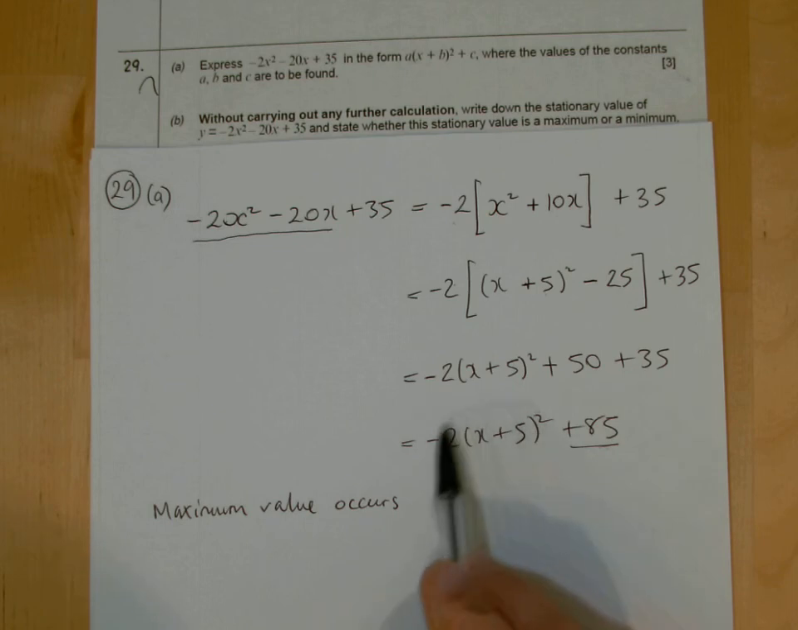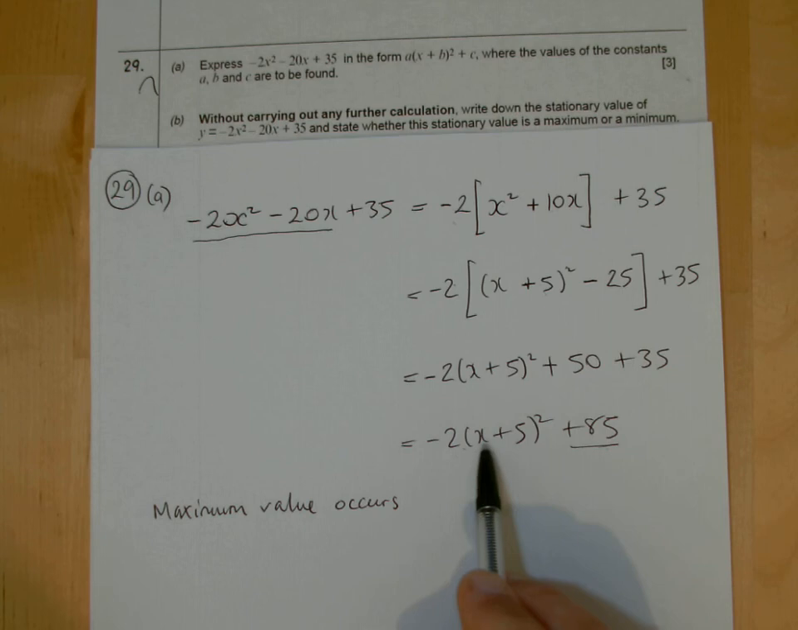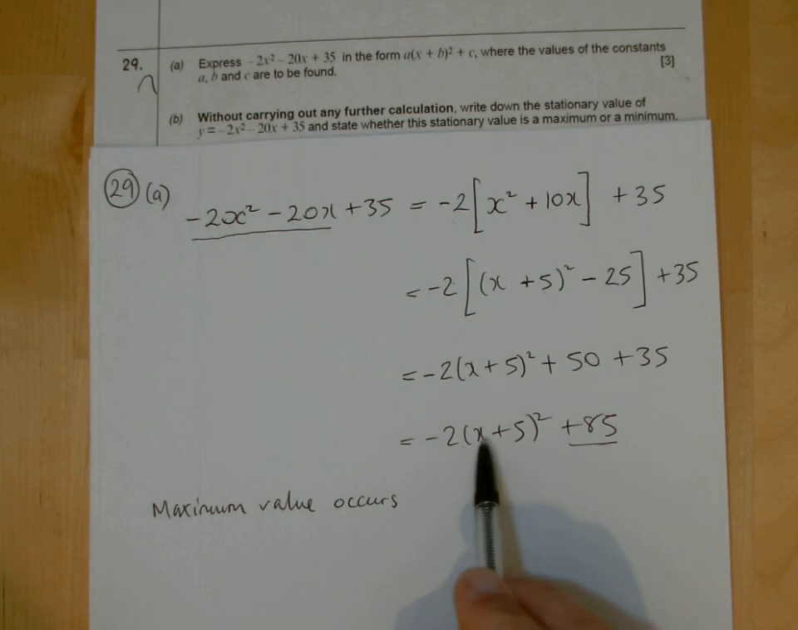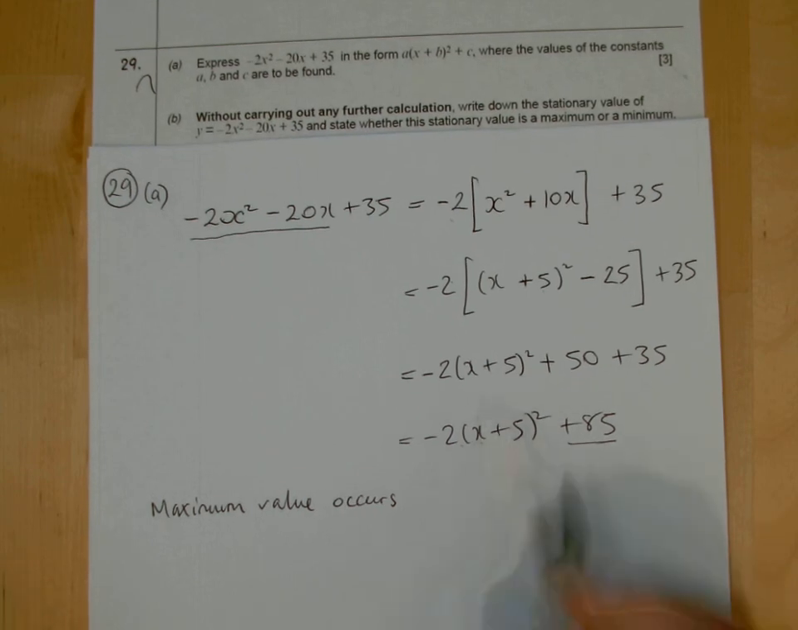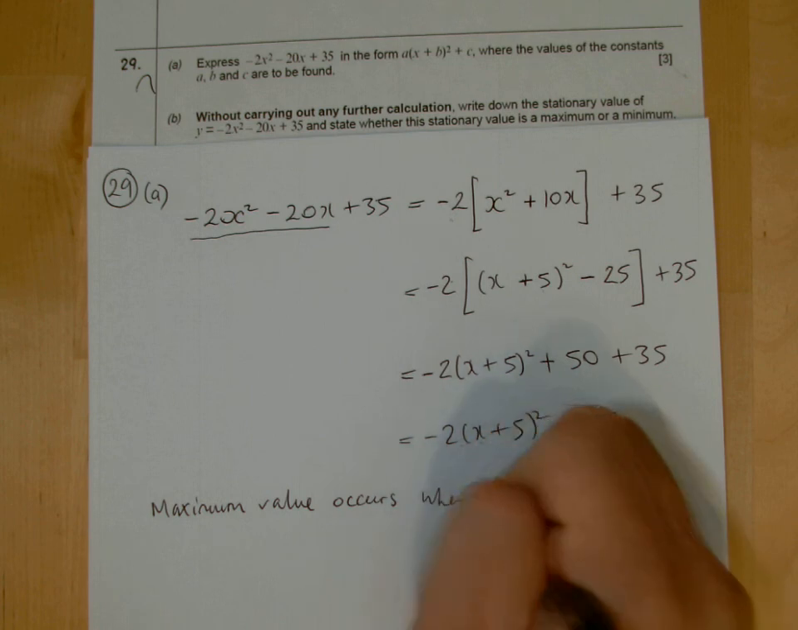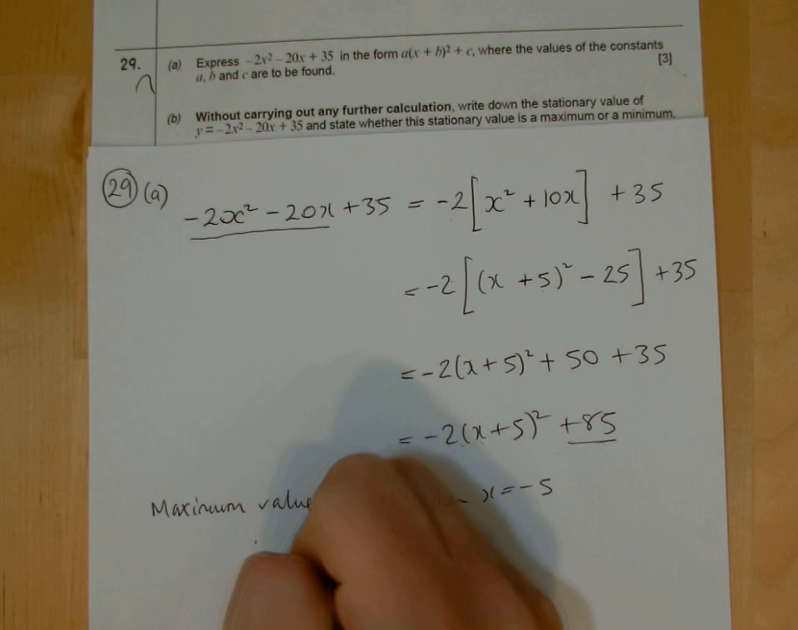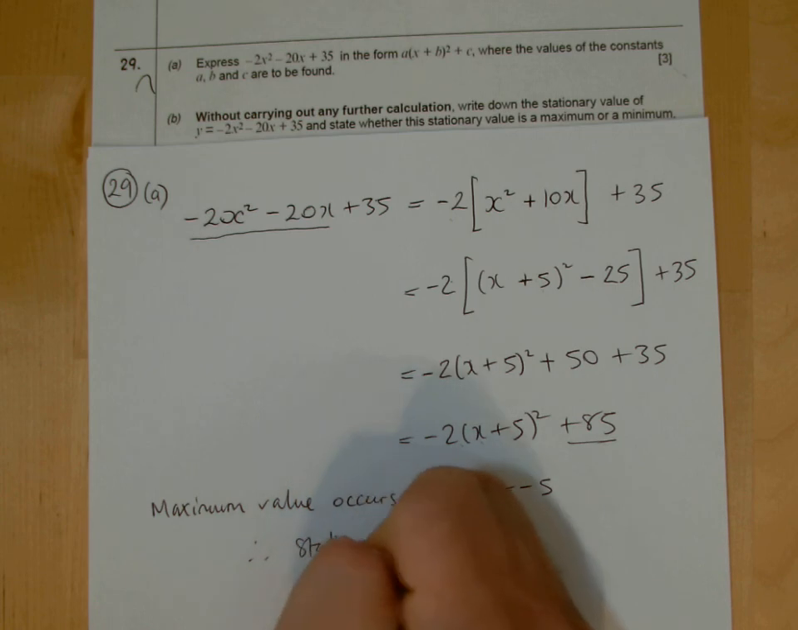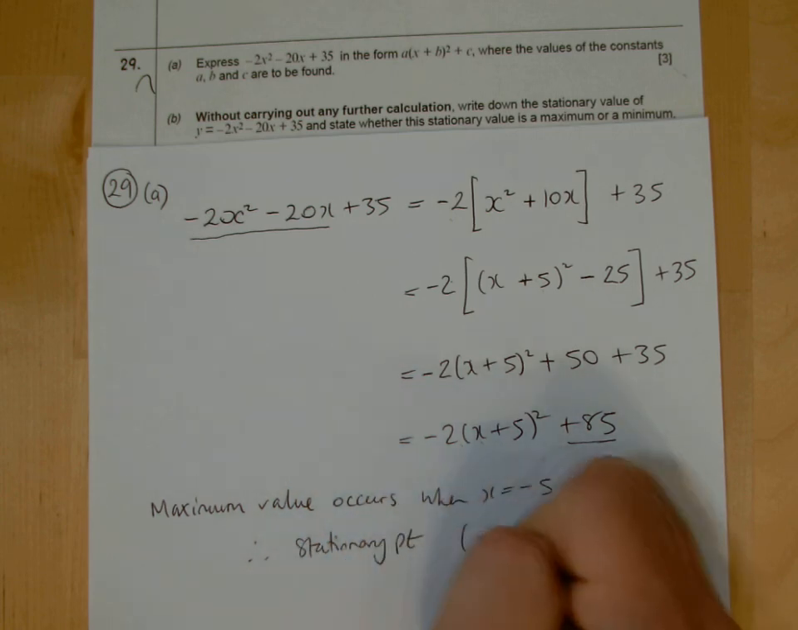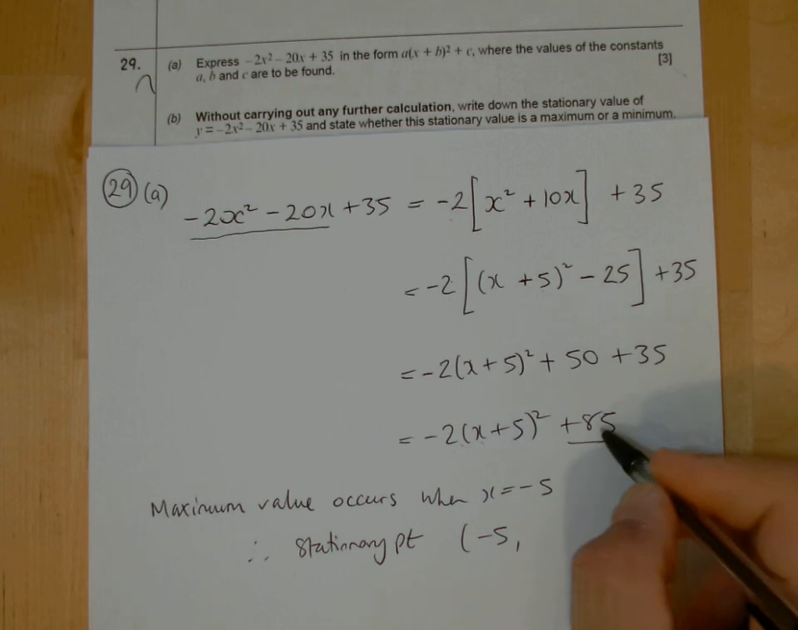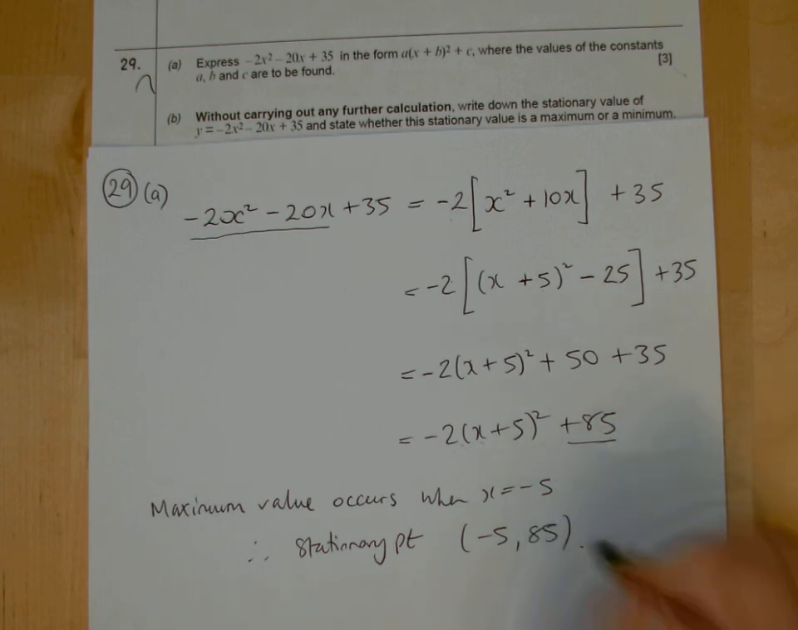So the most this can be is when this bracket is 0, and of course when it's 0, x is going to be minus 5, because if x is minus 5, that becomes 0. So it occurs when x is equal to minus 5. So the stationary point will be minus 5 for x, and the y value will be 85.